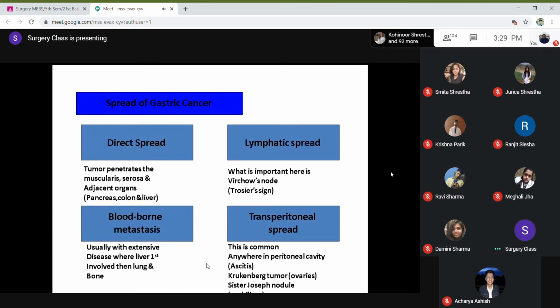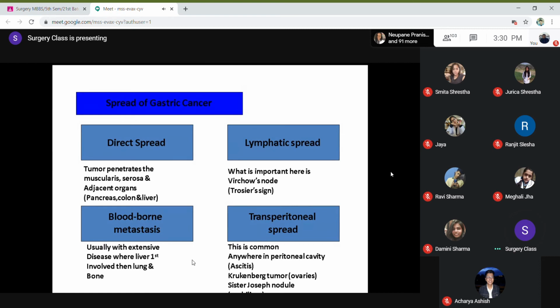The perigastric lymph nodes, that is stations 1 to 6, are also known as perigastric lymph nodes. Station 1 is the right cardiac, 2 is the left cardiac, 3 is along the lesser curvature, 4 along the greater curvature, 5 is suprapyloric, 6 is infrapyloric. So 1 to 6, that is perigastric. Perigastric means within 3 centimeters from the border, the lesser curvature and the greater curvature of the stomach.